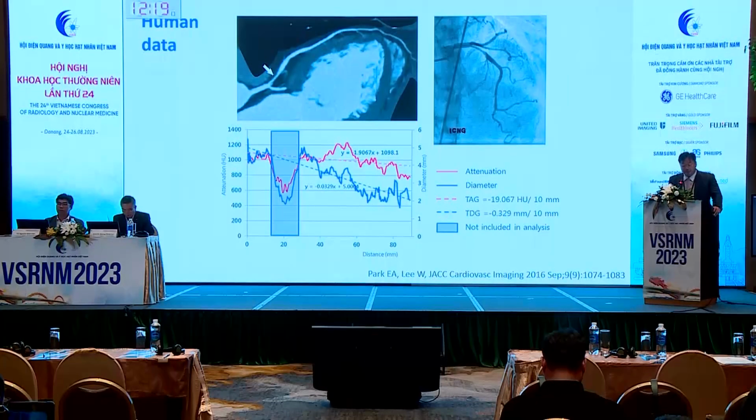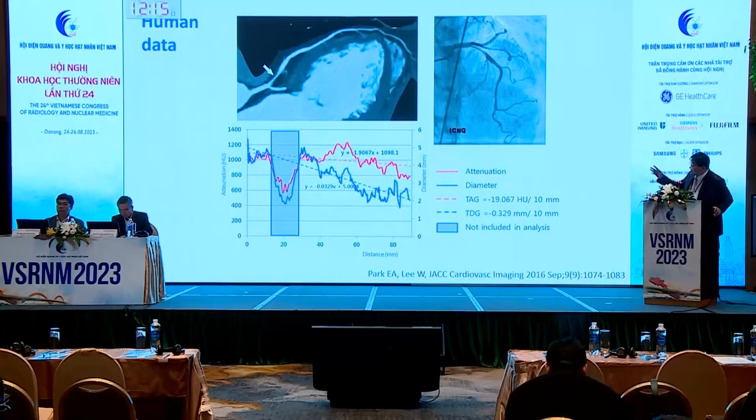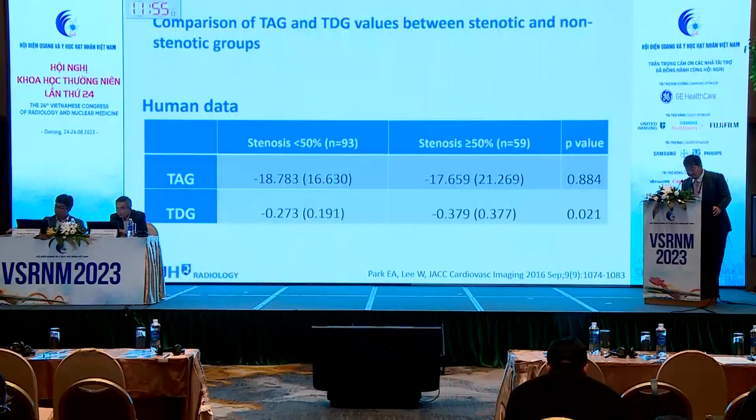I also did some research on humans. The proximal segment has some stenosis. There, the attenuation is dropped because the small vessel has a lower attenuation. The distal segment already has TAG, but as you can see, the TAG is also compared with the TDG, the trans-diameter gradient. So the diameter is also decreased, and the attenuation is decreased. That does not come from the stenosis.